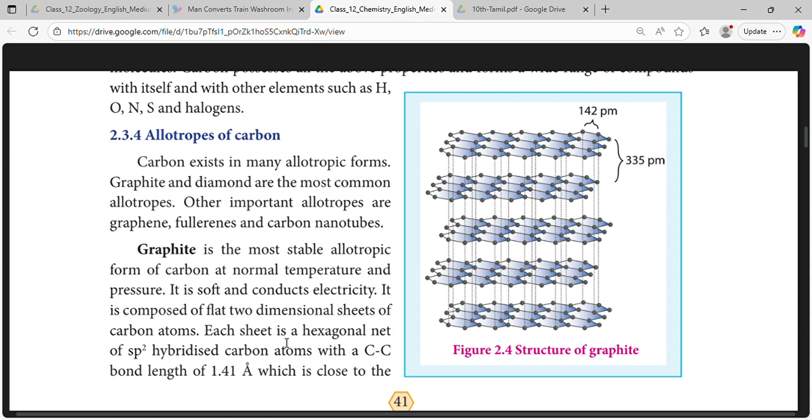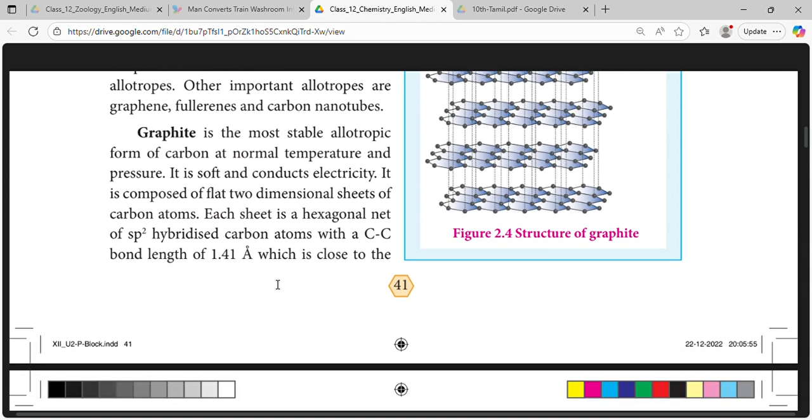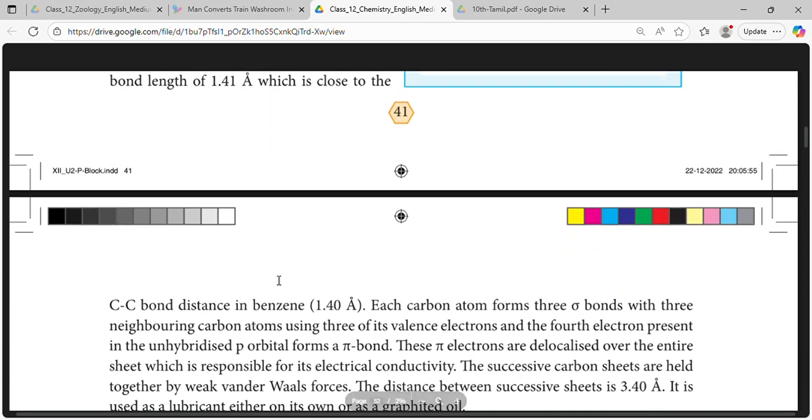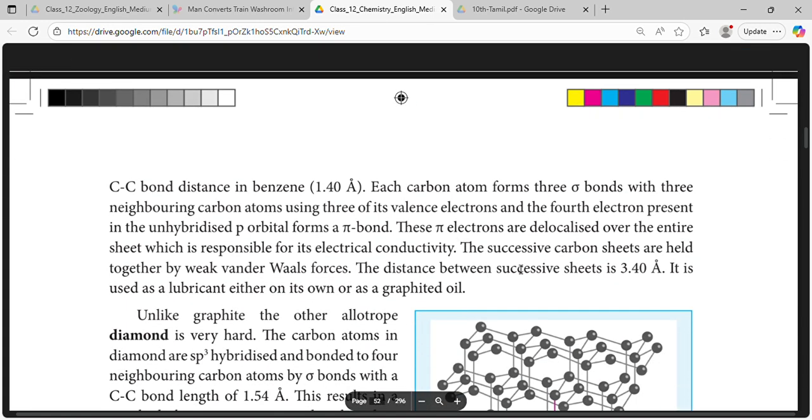Each sheet is a hexagonal net of sp2 hybridized carbon atoms with a C-C bond length of 1.41 Å, which is close to the C-C bond distance in benzene, 1.40 Å. Each carbon atom forms three bonds with three neighboring carbon atoms using three of its valence electrons, and the fourth electron present in the unhybridized p orbital forms a pi bond. These pi electrons are delocalized over the entire sheet, which is responsible for its electrical conductivity.